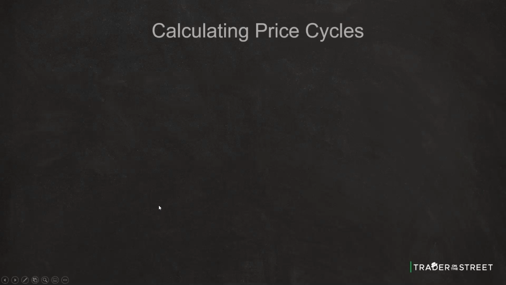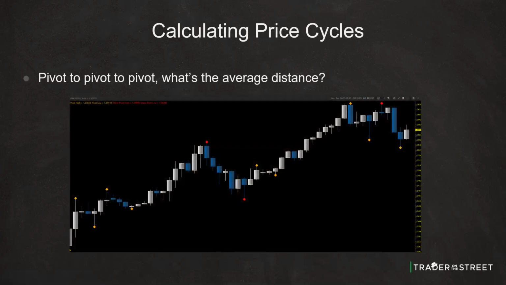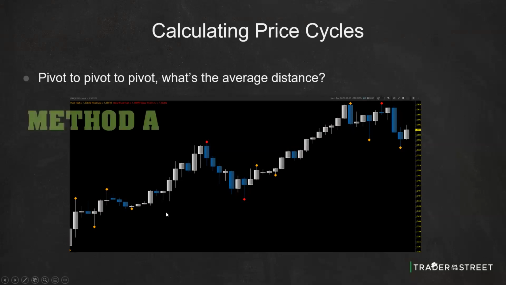All right, so calculating price cycles, there's obviously the pivot to pivot to pivot. What's the average distance? Okay, we can look at a chart like this. There's different methods. Some of you have probably watched Sean with his method. It's quite brilliant. I'm just a little bit lazy, it takes time to do the way Sean does it. So basically from pivot to pivot, measure pivot to pivot, measure pivot to pivot. You see that? Measure these moves back and forth.